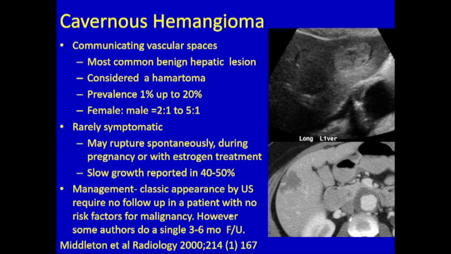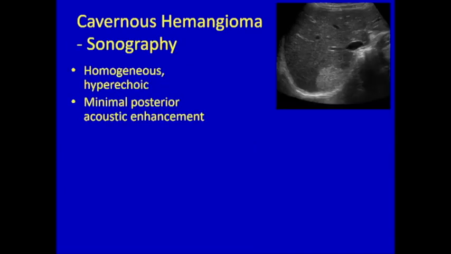Some partners ask for a follow-up ultrasound on these, some people ask for an MR on these, and some people do nothing. So the literature, though, tells us that in a patient with no risk factors for malignancy, if you see a classic-looking hemangioma, and we'll go through the features, they do not require a follow-up. Some people do a single 3 to 6 month follow-up, okay? So what is classic? And about half of them turn out to be classic.